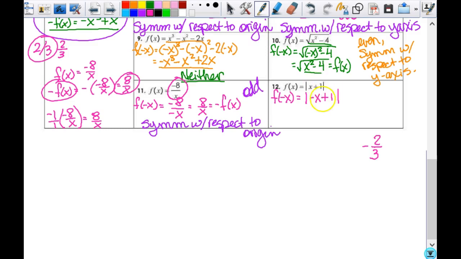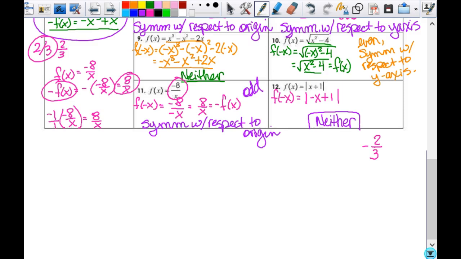So not f of x, right? Is it negative f of x? No. So this is neither. And if you get confused on these, let me explain to you how you should be able to look at them from a parent function perspective. You did parent functions in Algebra 2. We're about to get back into them. There are some you should recognize.